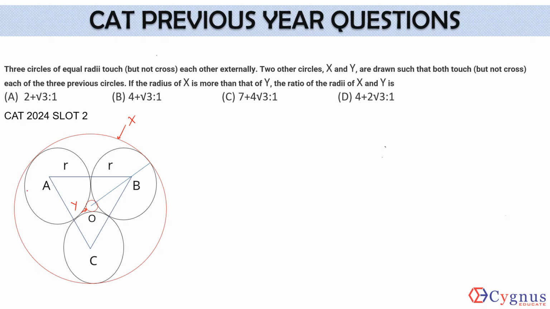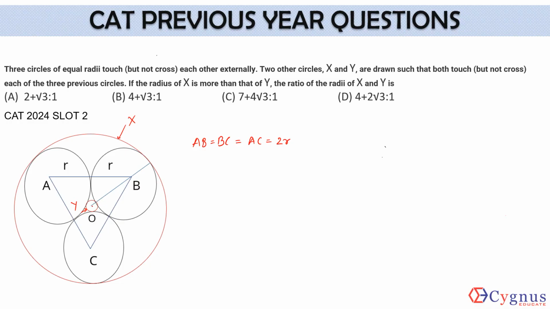Okay. Now, if you look at these three circles, they are of equal radii. Let's say R, R, R. So this becomes 2R. Similarly, this BC will also become 2R and AC will also become 2R. That means this ABC must be an equilateral triangle. Fine. Okay. Now let's talk about this. So this AB must be equal to BC, must be equal to AC. The side of this equilateral triangle will be 2R. This is 2R.